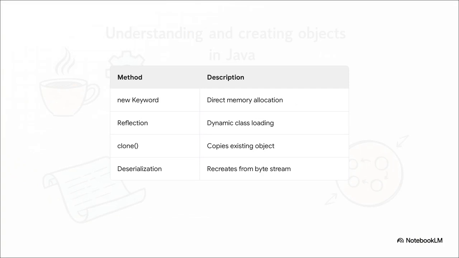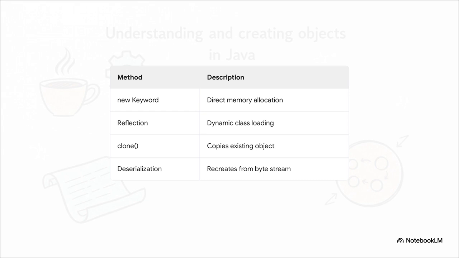If you guessed that new isn't the only way, you hit the nail right on the head. Understanding these four standard instantiation approaches really separates a novice from an informed developer. So we already know the everyday new keyword. It's for sure the most direct way to allocate memory for standard object creation. But look at the second method here, reflection. This allows for dynamic class loading at runtime, a technique heavily relied upon by massive frameworks like Spring.